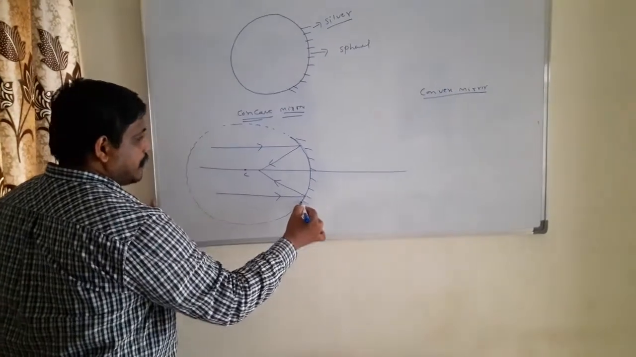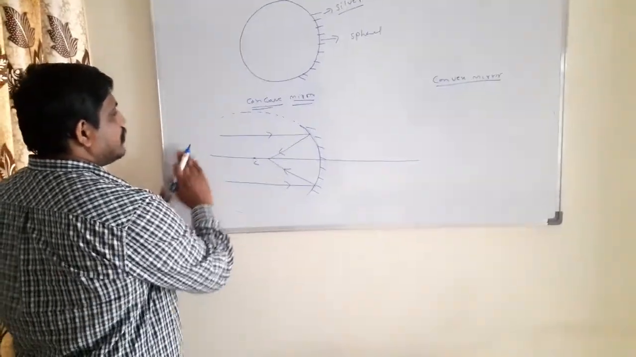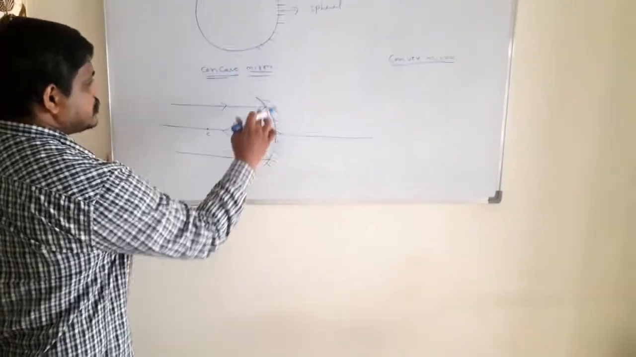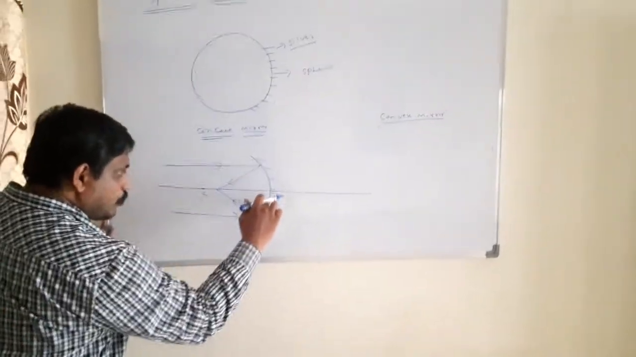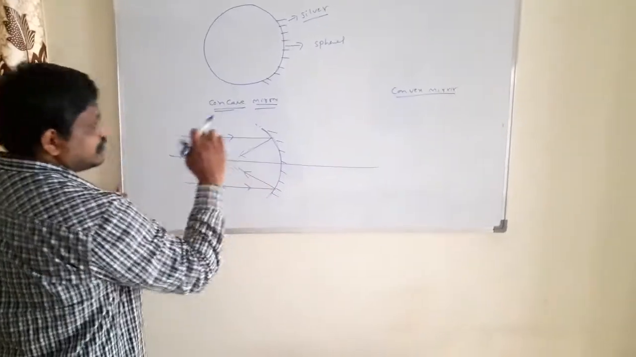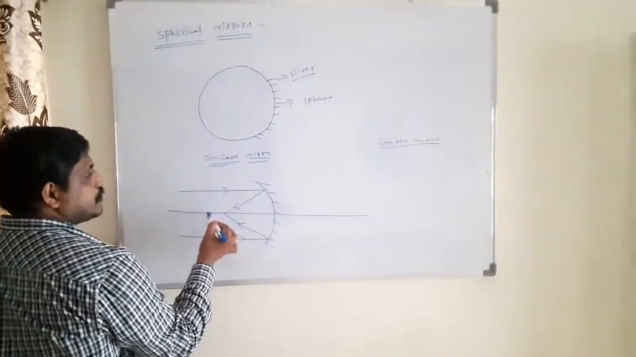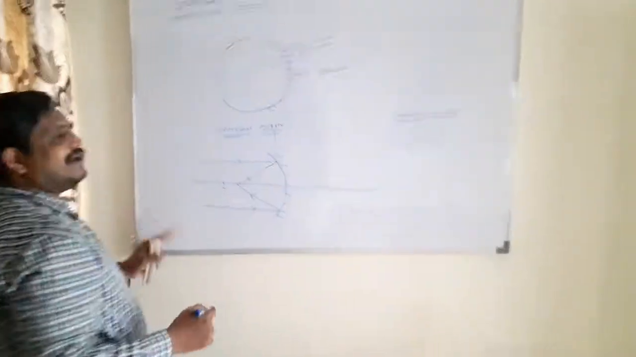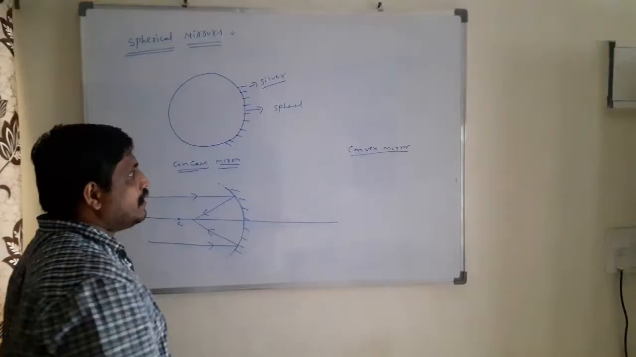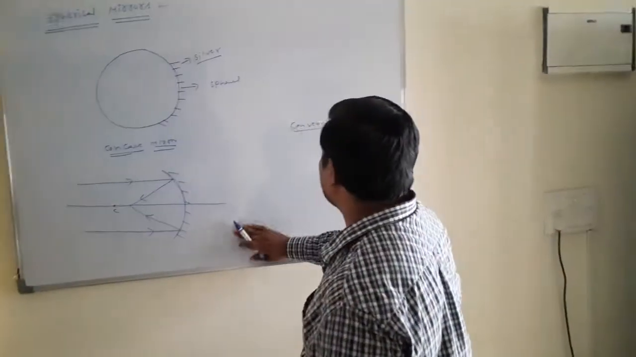In this mirror, the inside coating is the reflecting surface. So it is nearer to the center. That's why this mirror is called a concave mirror. Another mirror is called the convex mirror.